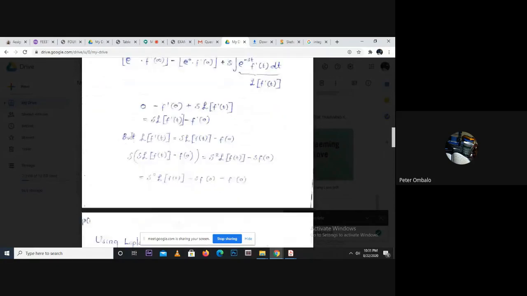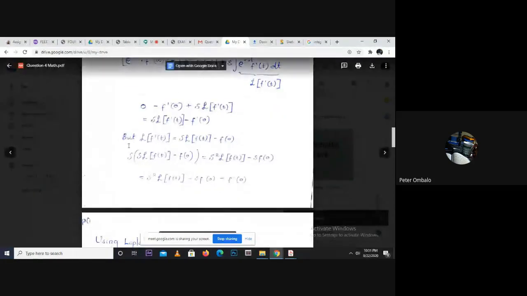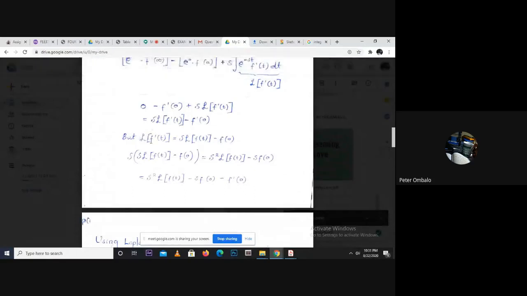So that's why I said over here, the Laplace transform of the first derivative of a function of t is equal to this, as we had found out earlier. So then we maintain our s, but for the Laplace transform of the first derivative of a function of t, we are going to substitute it with what we had found in the first question.